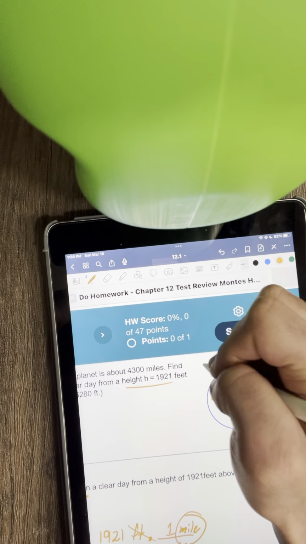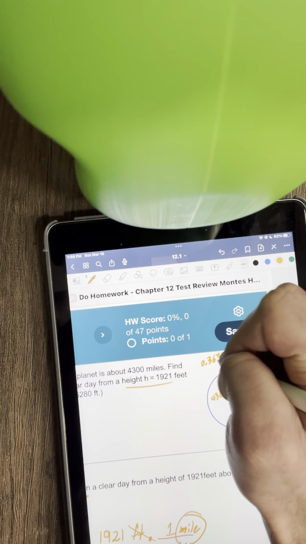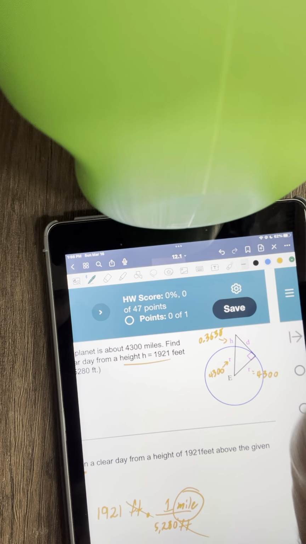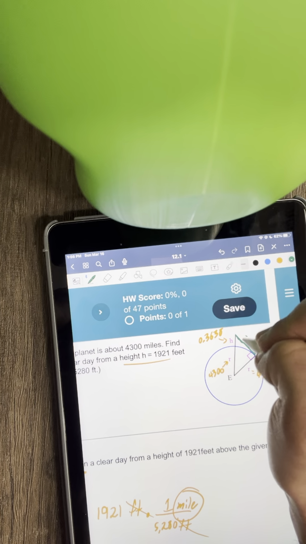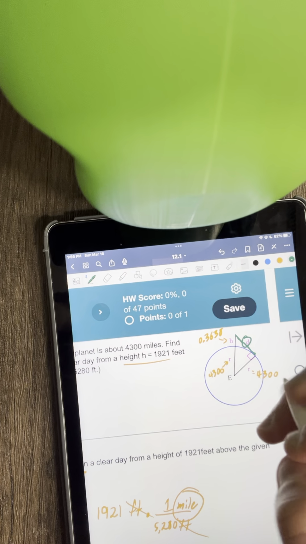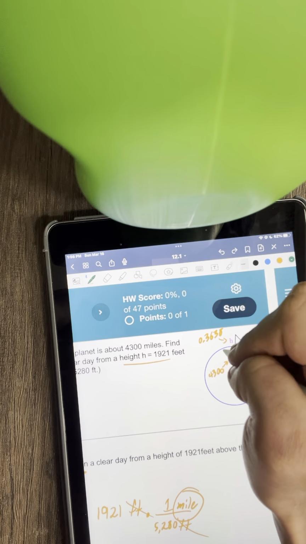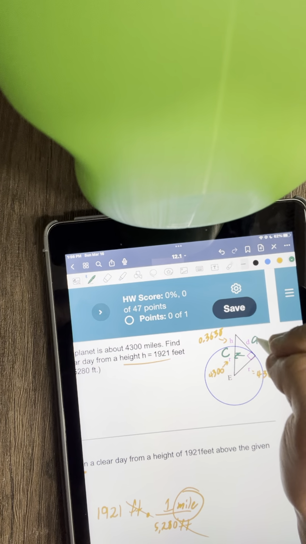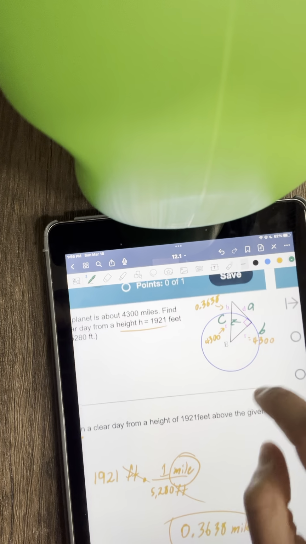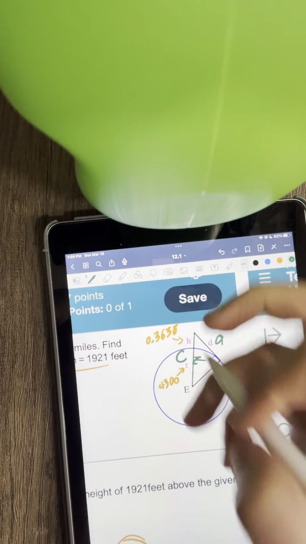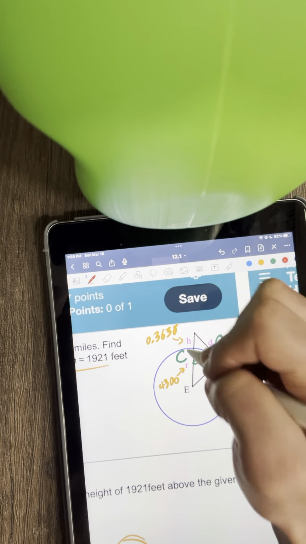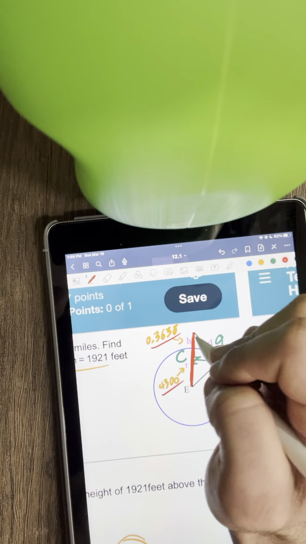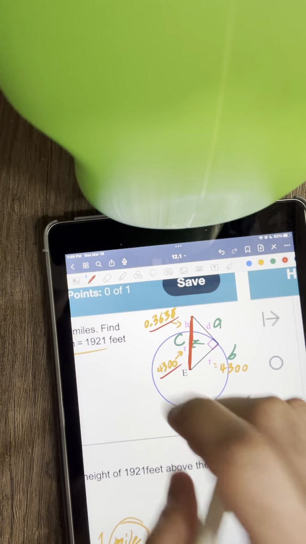So now if I plug this into my h, I'm going to get 0.3638. Now, in order to find my d, that's the one I wanted to find, right? I want to find this d value. So I'm going to have to use the Pythagorean theorem, right? So what is my c? This is my c because it's opposite the 90 degrees. Let's let that be my a and this be my b. So now this entire length right here is 4,300 plus this 0.3638.